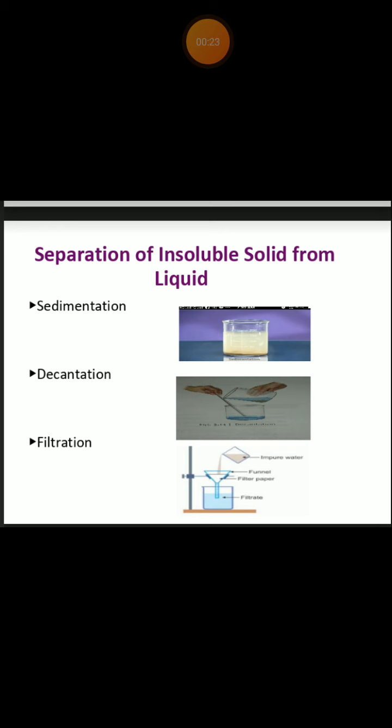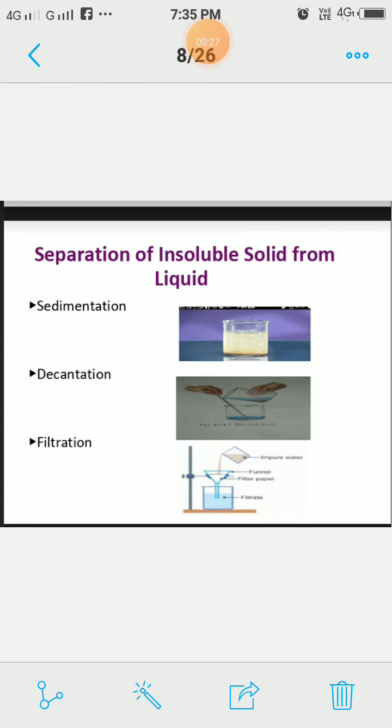Suppose you have a mixture of sand and water. You can keep this mixture for 30 or 40 minutes. What happened to this mixture? The sand, being heavier, settled at the bottom. So this method is called sedimentation, in which heavier particles settle at the bottom because they are heavy in weight, and water is lighter in weight, so it will be on the upper side.